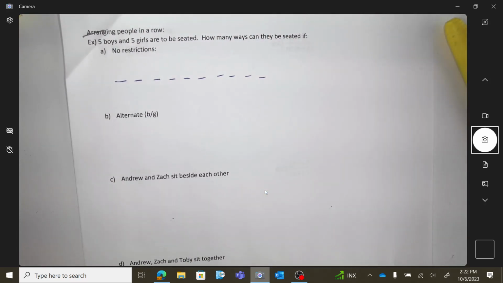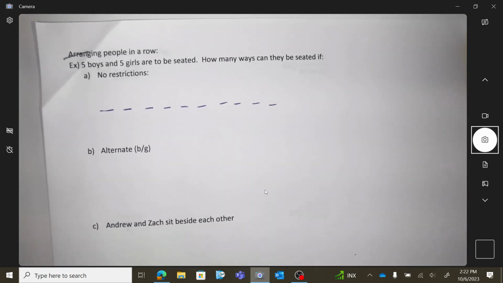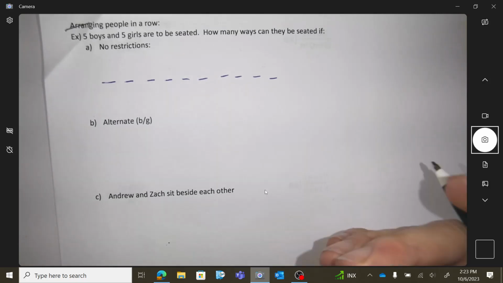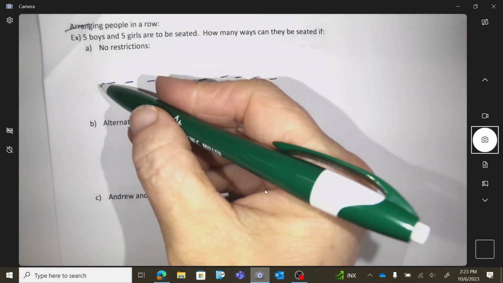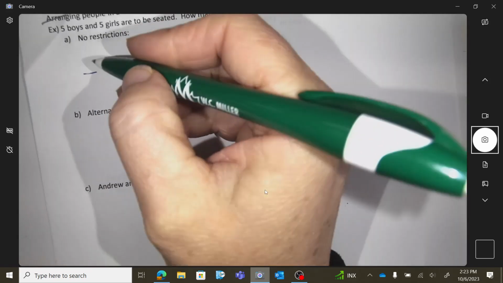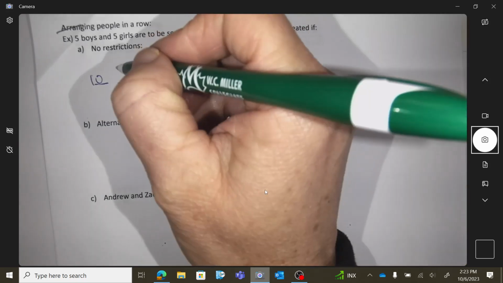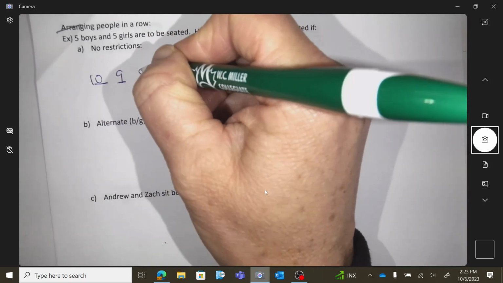there's 10 people there. And if it doesn't matter about anything, how many people could I put first in the first seat? 10. How many people could I put in the second seat? 9. Then 8, right?